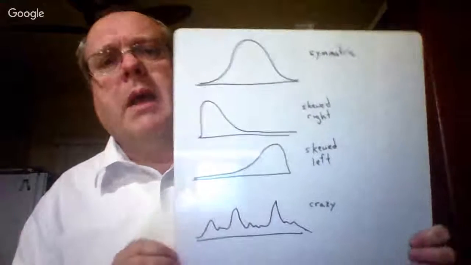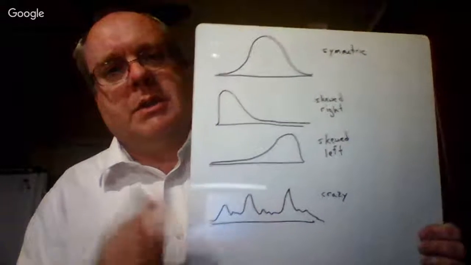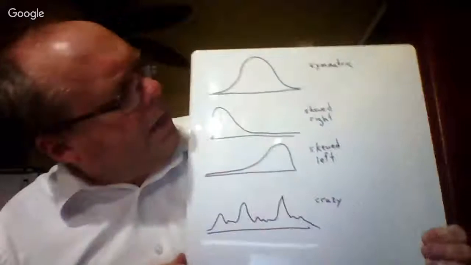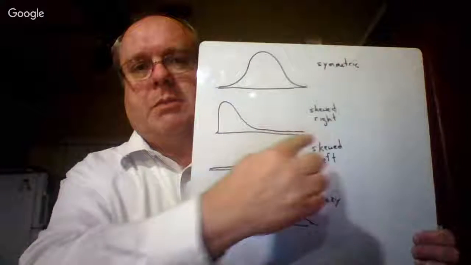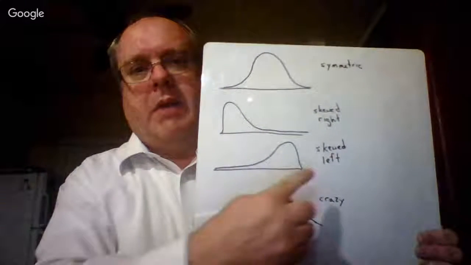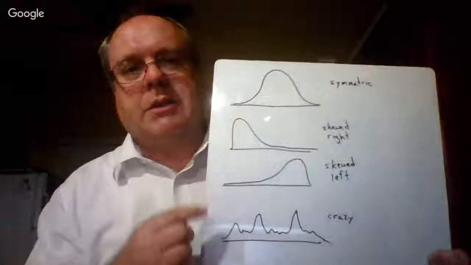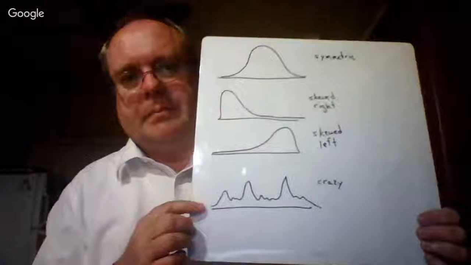So I've drawn a few distributions here on my whiteboard. At the top, you can see I've got a symmetric distribution. It's got a nice hump shape in the middle, and it's even on the sides. Below that, I have skewed right. So most of the data are on the left here, and then it's spread out to the right side. Or I've got skewed left, where most of the data are on the right side here, and then it's spread out to the left. And then down at the bottom, I've just got a crazy distribution.